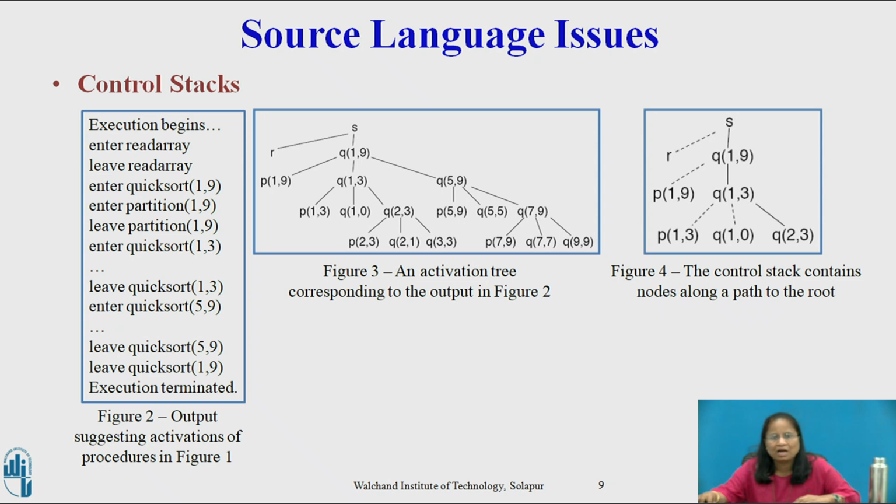Activations with the labels P(1,9), P(1,3) and Q(1,0) have executed to completion, so the figure contains dashed lines for their nodes. The solid line marks the path from Q(2,3) to the root. At this point, the control stack contains the nodes S, Q(1,9), Q(1,3) and Q(2,3) along with this path to the root.